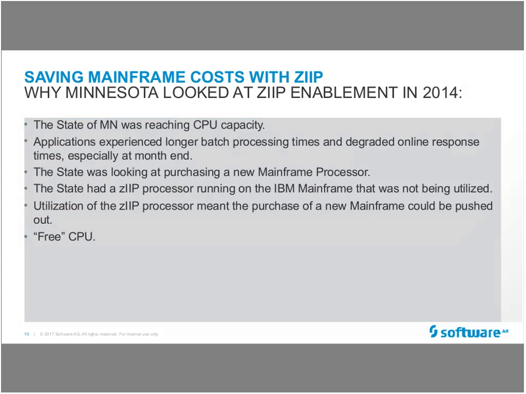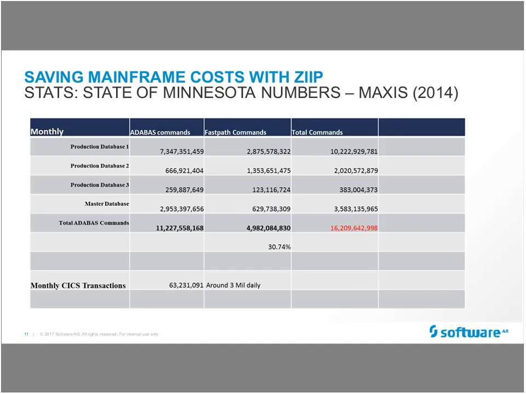Okay, why did Minnesota look at zIIP? A little bit before 2014, they were reaching CPU capacity, batch applications ran a long time, and online was slowing down. They were looking at having to purchase a new mainframe, and they did have a zIIP processor on the mainframe already not being utilized, so they figured they could slow down the upgrade cycle.